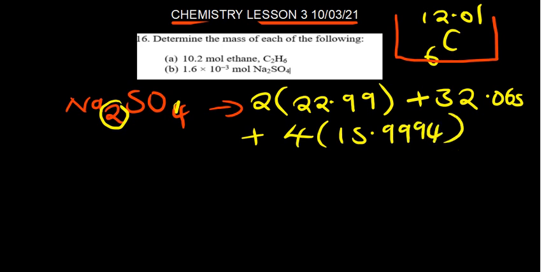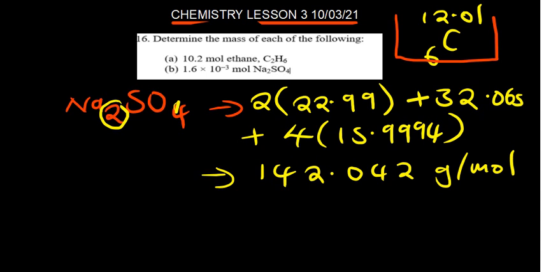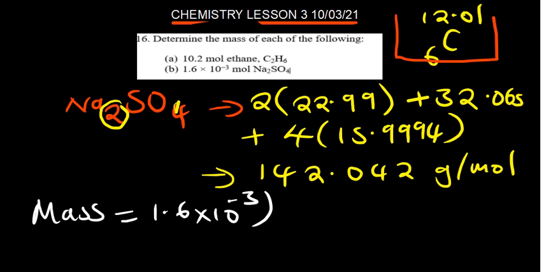So basically, sodium sulfate ultimately is going to have a molar mass of 142.042 grams per mole. So we've come up with our molar mass. We are saying our mass is going to be a product of the molar mass and the number of moles. The number of moles has been given in the question to be 1.6 by 10 to the power negative 3.